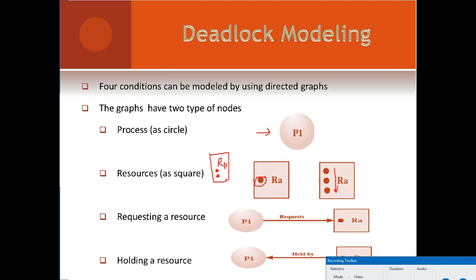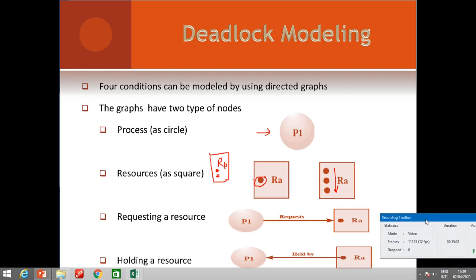Requesting a resource, so the edge goes from process to the resource, and assignment edge goes from the resource to the process. So when the edge goes from resource to the process, it's an assignment edge.